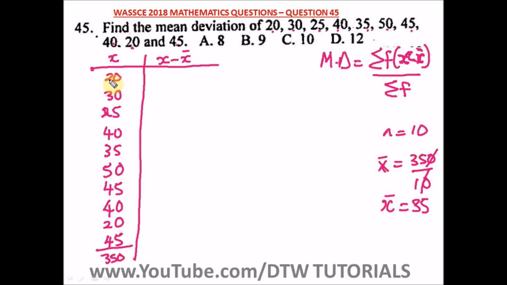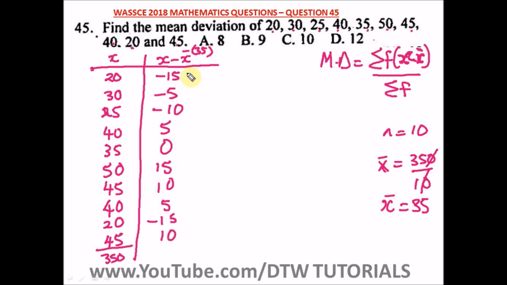So all we need to do now is say 20 minus 35. That will give us a negative 15. 30 minus 35 will be what? X bar, which is our mean, is 35. So we have 30 minus 35 will give us minus 5. 25 minus 35 will give us a minus 10. And 40 minus 35 will give us a 5. 35 minus 35 will give us a 0. 50 minus 35 will give us a 15. 45 minus 35 will give us a 10. 40 minus 35 will give us a 5. And 20 minus 35 will give us a minus 15. And 45 minus 35 will give us 10.